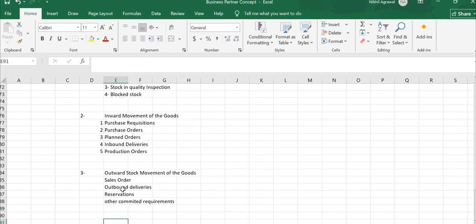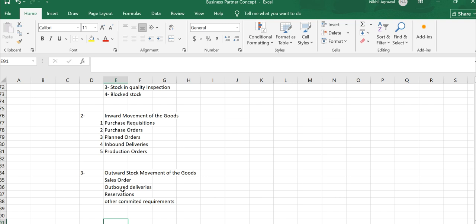Moving on to the third one, guys, that is the source of the reduction of the stock. Should we consider sales orders, outbound deliveries, reservations, or other committed requirements as a reduction of the stock in the scope of availability check? So this is the discussion that we have completed today with respect to the scope of availability check, guys.